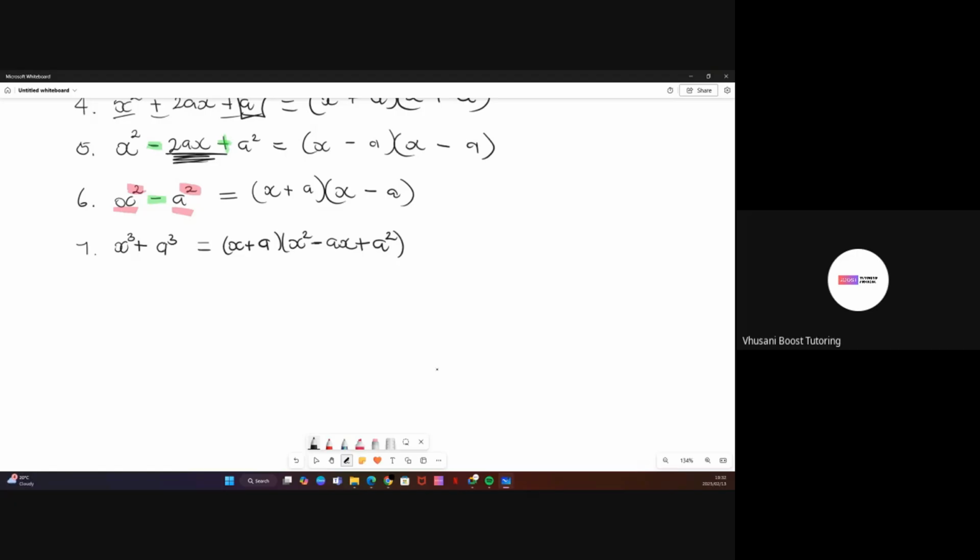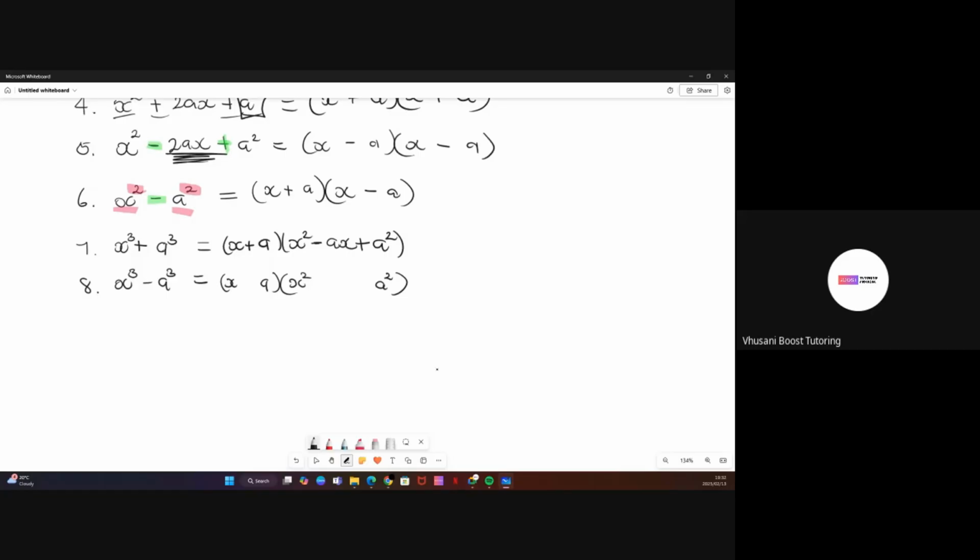Okay, so let's do one more where we have a negative symbol in between. This one is called the difference of two cubes, not two squares. Difference of two cubes, right? You do the exact same thing. You open a small bracket and a big bracket. Distribute your x's and your a's, right?